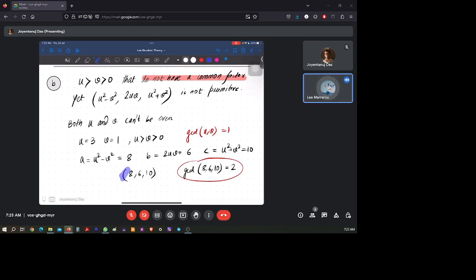That's because we are taking u and v as odd numbers, 1 and 3. That is the smallest I can choose, because right now we don't have rules for u and v. There are no rules, there is no restriction. Okay, makes sense.